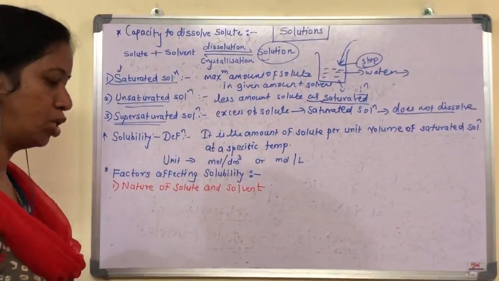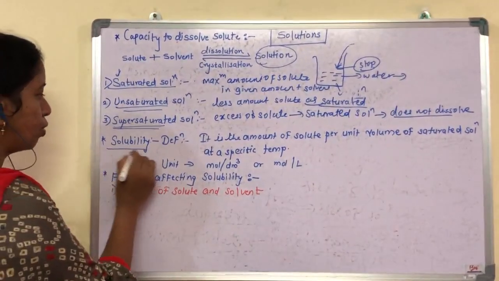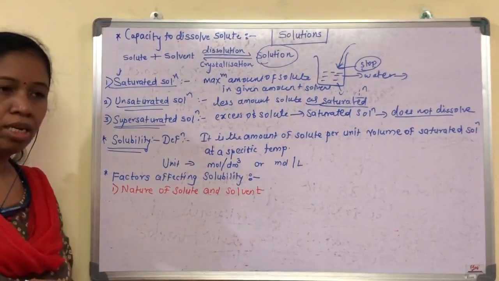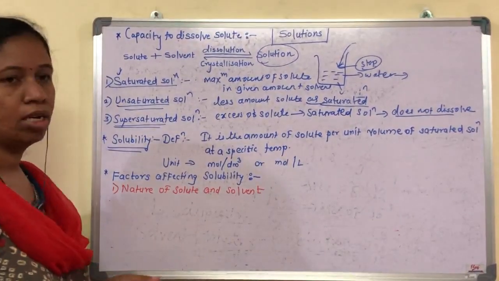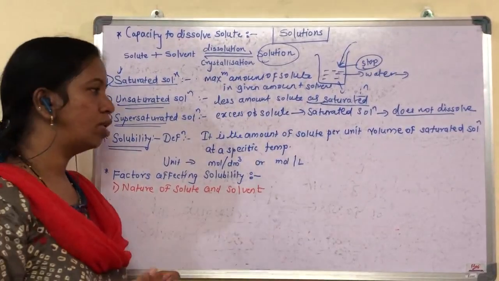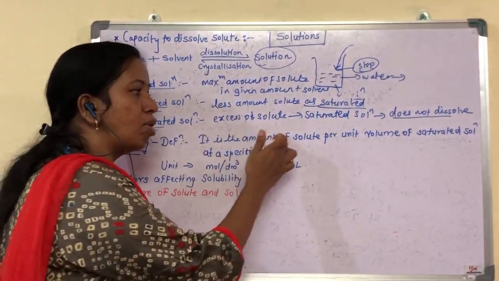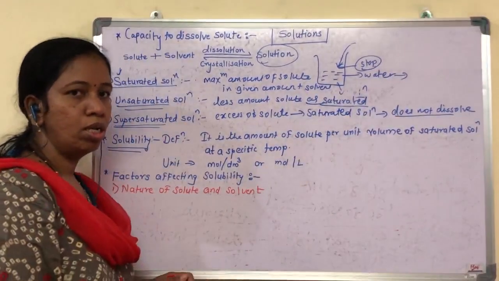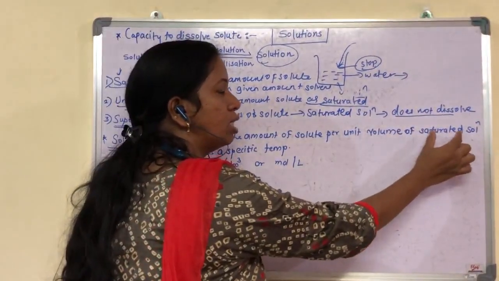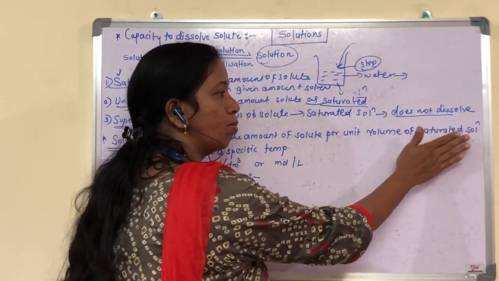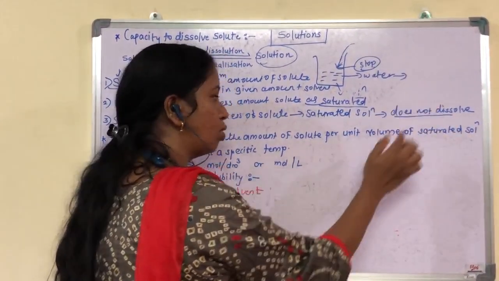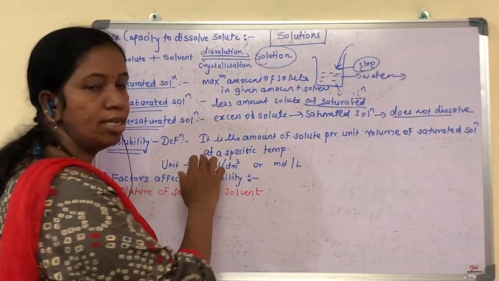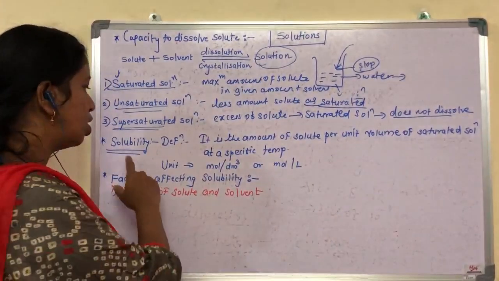Such type of solution is called a supersaturated solution. Okay, the next point we are going to start is solubility. So what is meant by solubility? Solubility of the solute is the dissolution of solute into the solvent. It is the amount of solute per unit volume of the saturated solution. Saturated solution means just the amount required for the formation of the solution, and the amount of solute per unit volume of saturated solution at a specific temperature is called solubility.